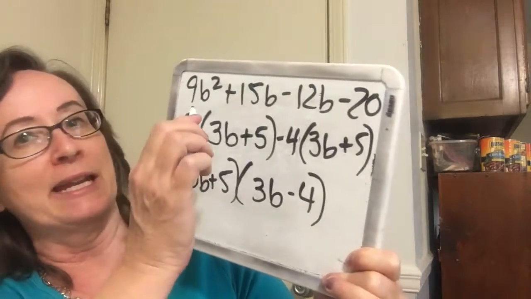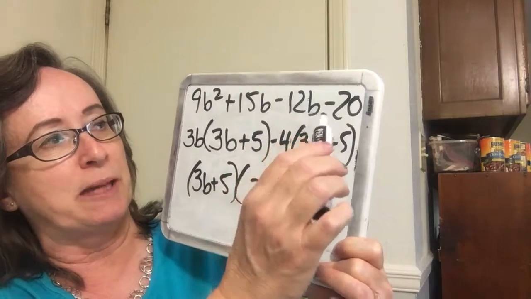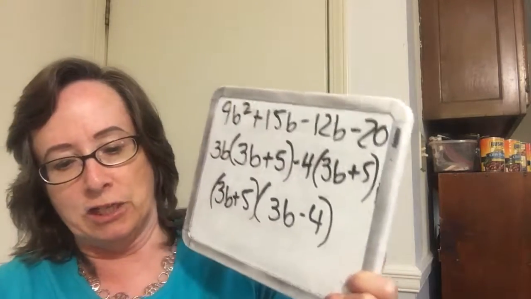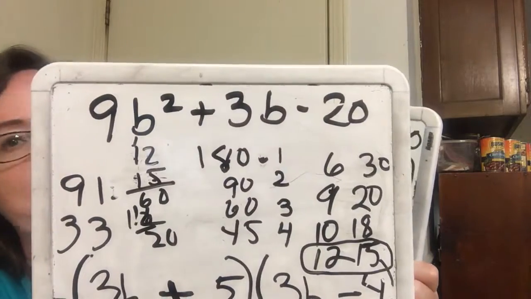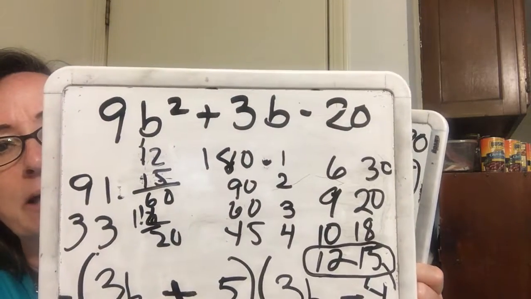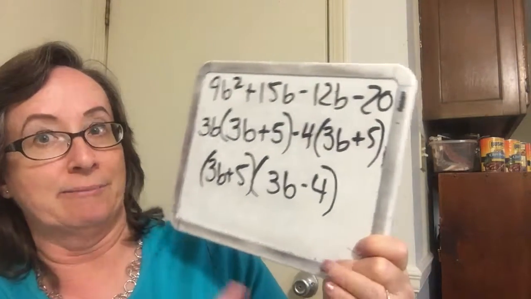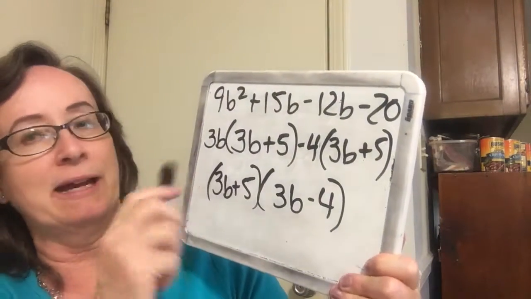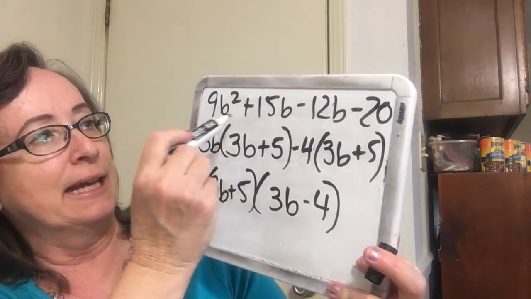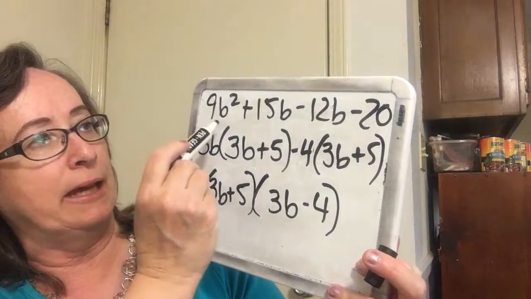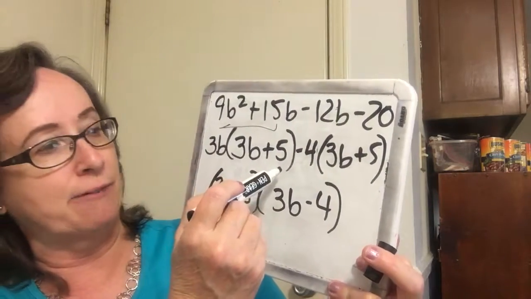And then I went ahead and wrote it out as 9b squared plus 15b minus 12b minus 20, which is this one with the 3b in the middle broken up into 15b minus 12b. Then I could go ahead and factor by grouping, which I did on this one. And that is pulling out a 3b here between these two and getting a 3b plus 5 left over.